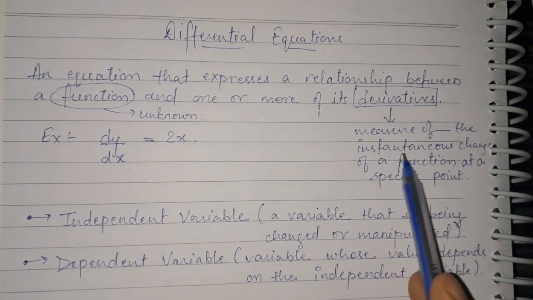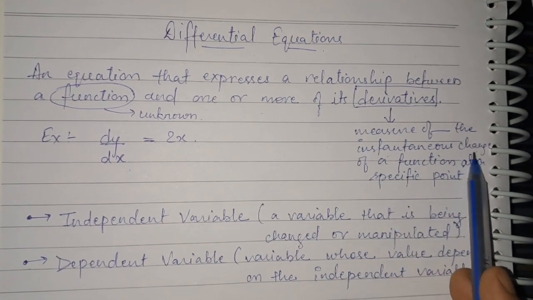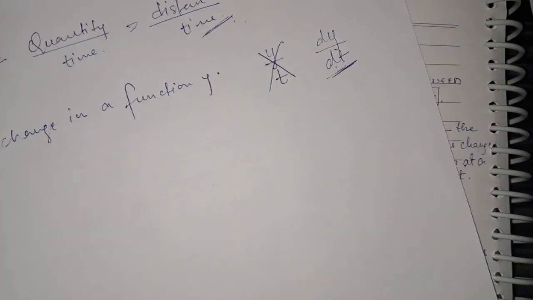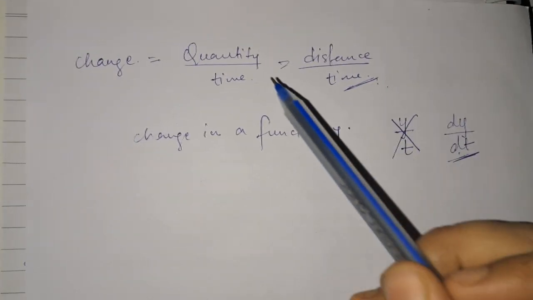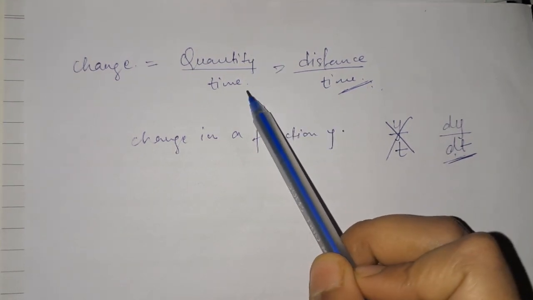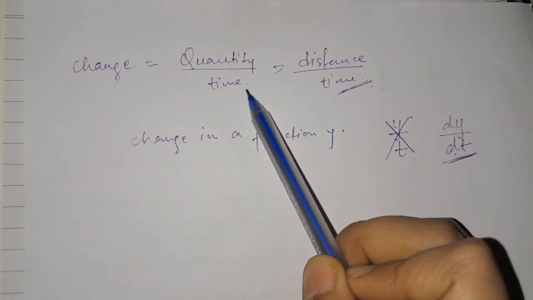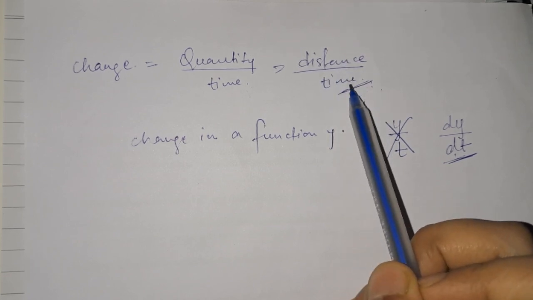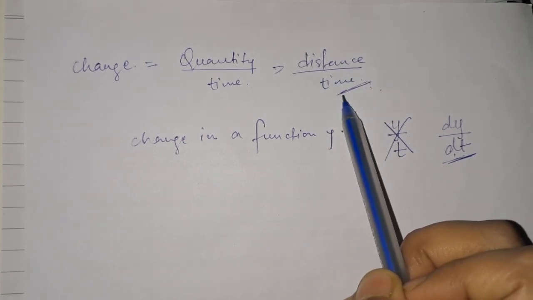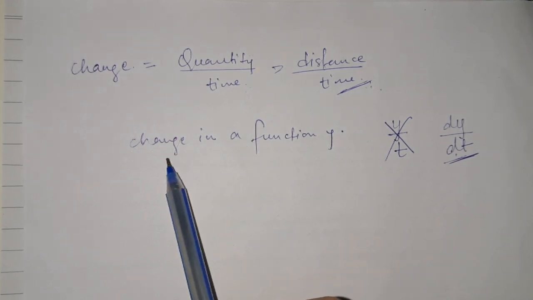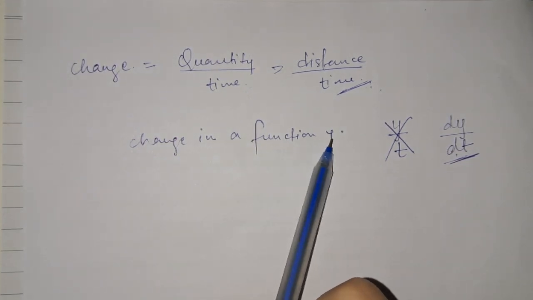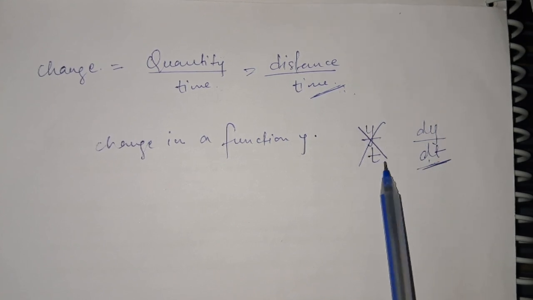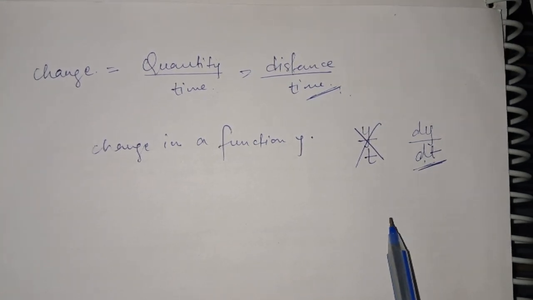Now what do you mean by instantaneous change? If you remember from your school time, whenever we used to calculate the change in any quantity over time, we used to write it as quantity over time. For example, if we want to calculate the change in distance over time, we used to write it as distance divided by time. But here, when we are talking about the change in a function y, we are writing it as dy by dt instead of y by t. Why?